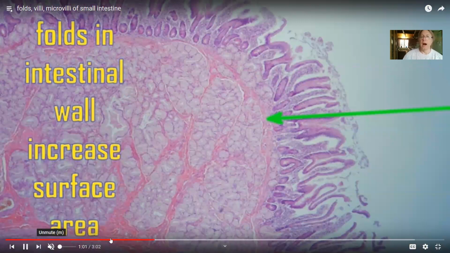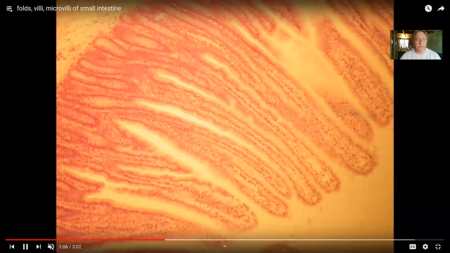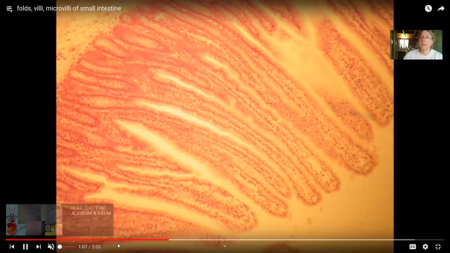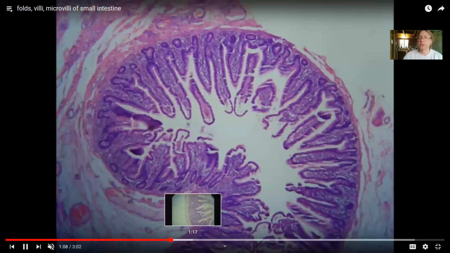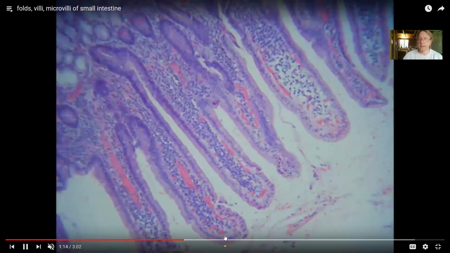Secondly, however, notice that the lining isn't flat. Look at all of these cells. The cells of the small intestine, they go up, they go down, they go up, they go down. These form finger-like projections known as villi. All right, and these villi then greatly increase the surface area. There are so many more cells touching the nutrients in the diet than otherwise would be the case.